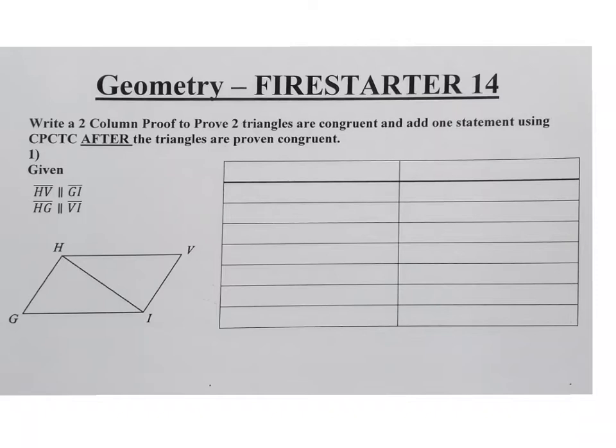Now, I know my proof will always start with statements and reasons. So even if you tell me you're lost, you should at least be able to do this part: statements, reasons. Now, I'm always going to write my given. So I'm going to start with my given. HV is parallel to GI.